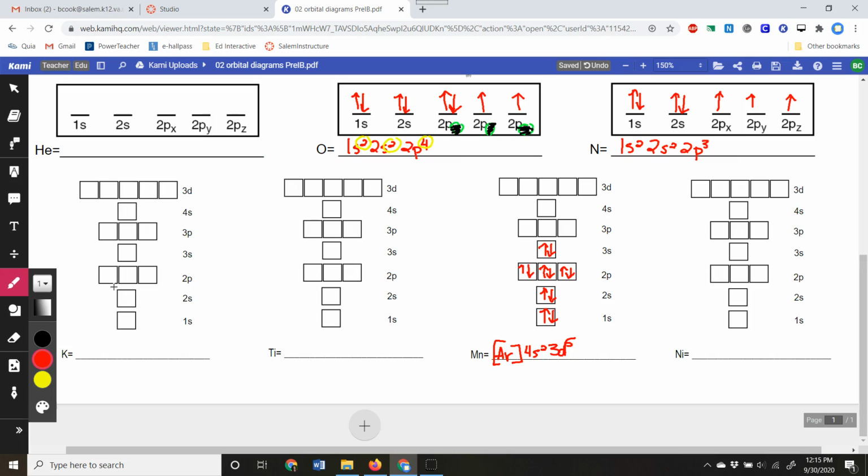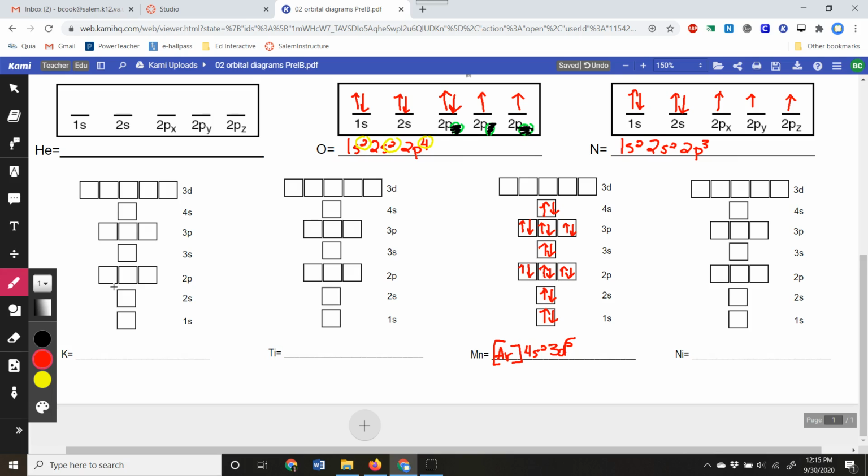All right, so we're going to fill them all in. Remember, we're doing singly before pairing. According to Hund's rule, electrons always spin in opposite directions in the same orbital. So we've got 4s2, so we're going to put 2 electrons in the 4s. 3d5, we're going to put 5 electrons in the 3d.